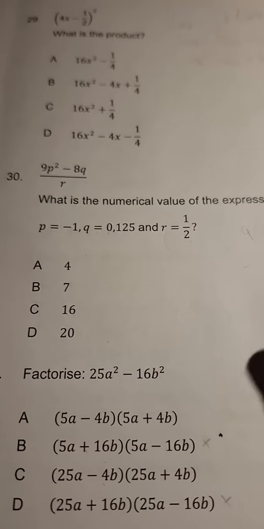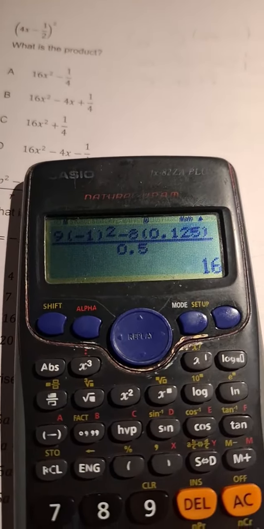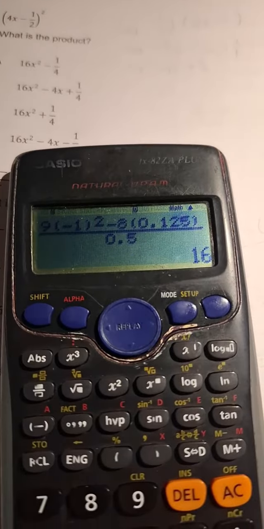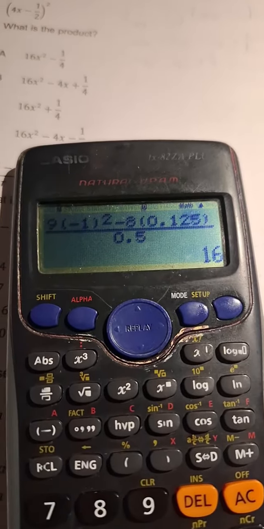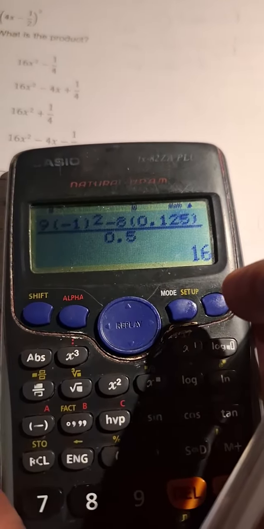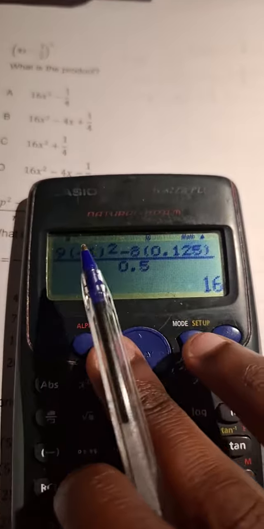The answer is C. C is the answer. How did I get C? Guys, I used my beautiful calculator. I didn't waste my time. Don't spend too much time on this question. I just used my calculator. I substituted everything in there. I got C. Very good. Syntax error for you, probably, because why?